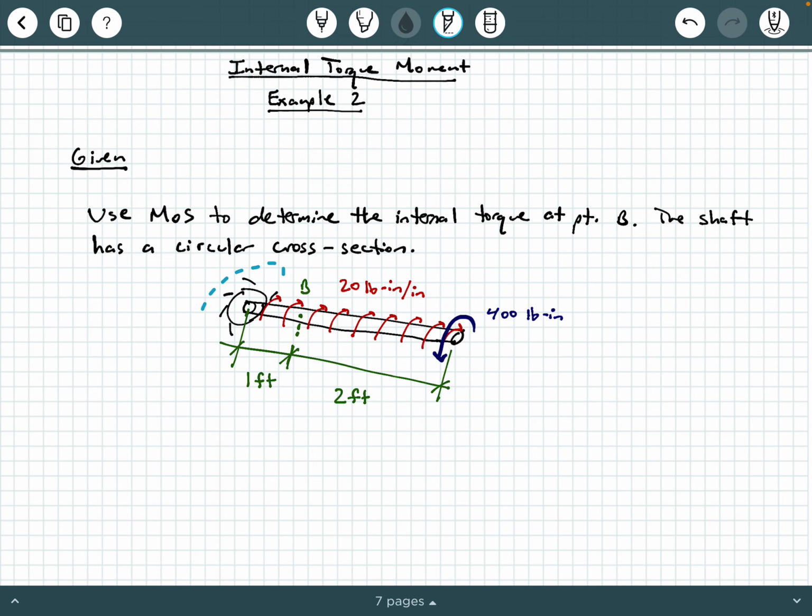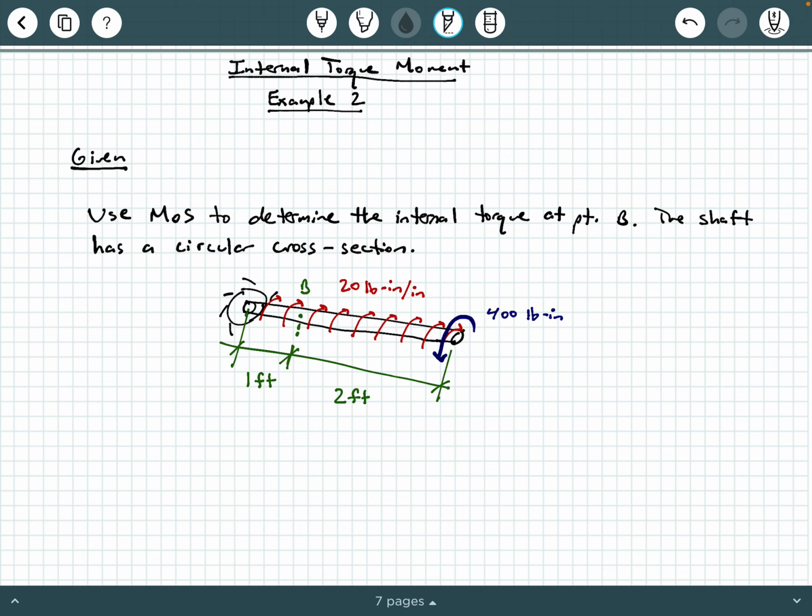So at the far left support we have a fixed connection. And then we have this shaft that's got a 3D view to it that's coming out of the fixed connection. Point B is 1 foot away from the fixed connection, and then the remainder length of the shaft is 2 feet. Across the length of the shaft, you've got an applied torque moment of 20 pound-inches per inch.